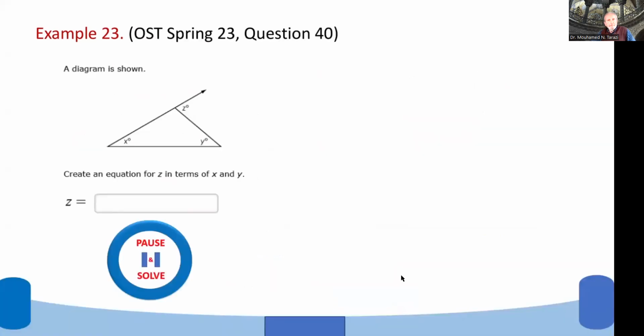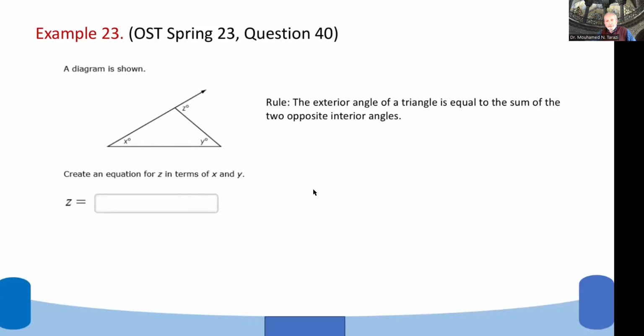This is the last question. A diagram is shown. Create an equation for z as a function of x and y, in terms of x and y. Now, this is an exterior angle. These two are interior angles. Now, there is a rule. If you remember it, that's great. It says the exterior angle of a triangle is equal to the sum of the two opposite interior angles. So this is equal to this plus this, okay? So you just put z equal to x plus y and you get a full mark for the question.